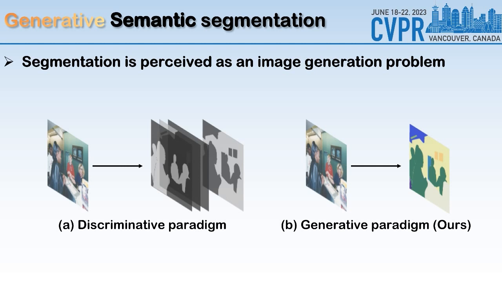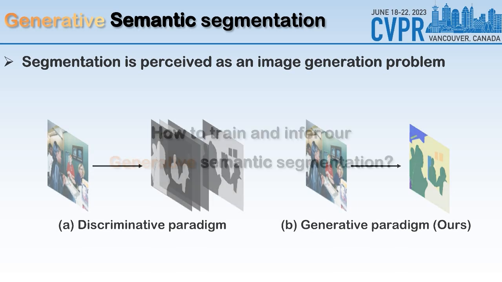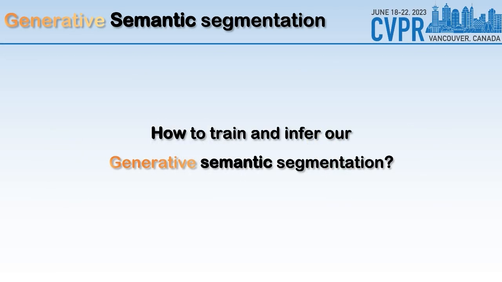Based on the novel concept of maskage, we can redefine the traditional pixel classification task as an image generation task. As shown in Figure B, our generative framework takes an image as an input and generates a new image as output, that is maskage. Now, let's explore how we train and infer our generative framework for semantic segmentation.